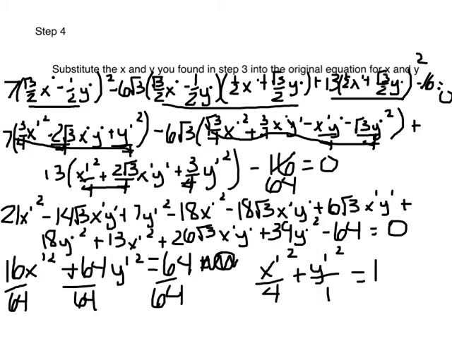And I end up with x prime squared over 4 plus y prime squared over 1, which I do want to show for graphing sake and to be in standard form, equals 1, which we can see is an ellipse, which we don't have to answer for this problem, but we could recognize that that's what this is.